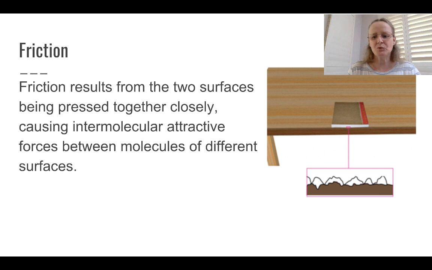And with this picture, we can see a close-up of the intermolecular attractive forces between molecules on the different surfaces. When you've got a very smooth surface, then the intermolecular attractive forces are low. And when you have a rough surface, then it's like, in molecular terms, moving one set of mountains against another.